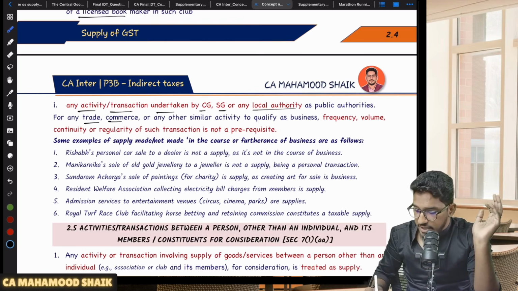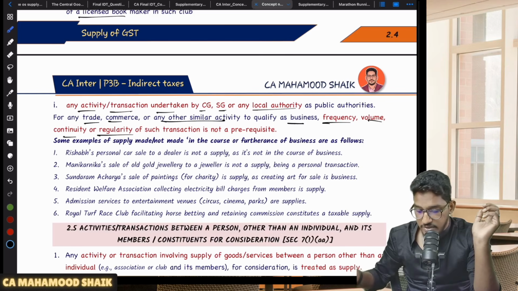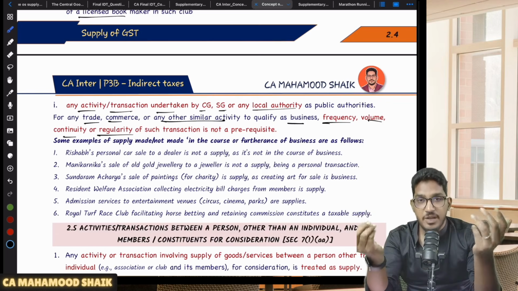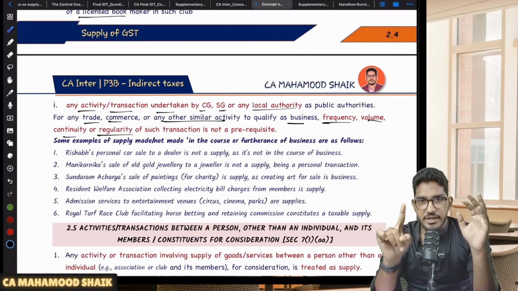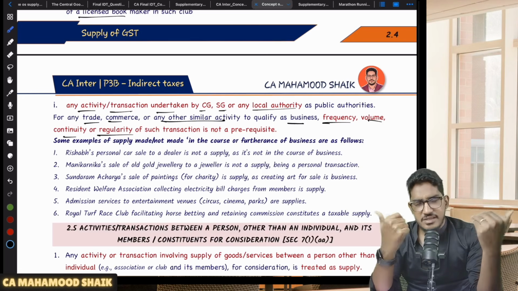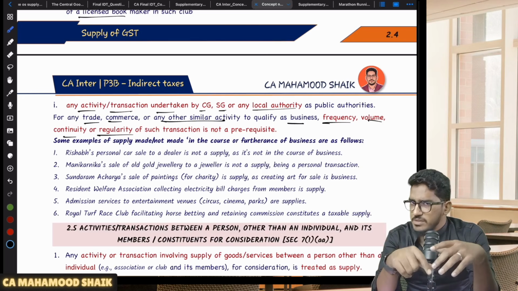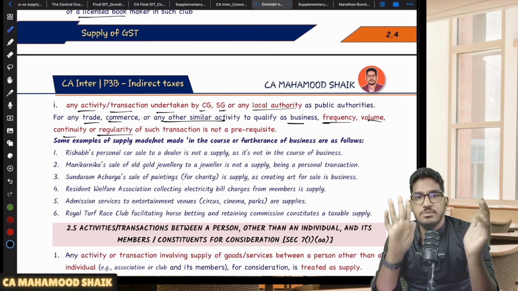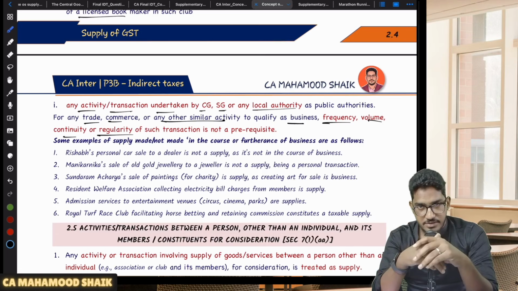So for any trade, commerce or any other similar activity to qualify as business, frequency, volume, continuity or regularity of such a transaction is not a prerequisite. Let's say for example, I'm an artist. I draw once in 3 years one painting, and that I will sell it. Sir, will that be considered as business? Yes. Sir, I'm not doing it regularly. No. Once in a while you are doing it, still business only. That will fall under the business definition.